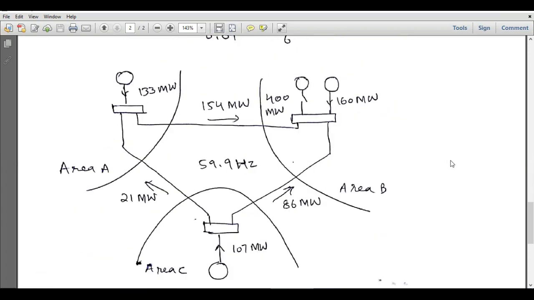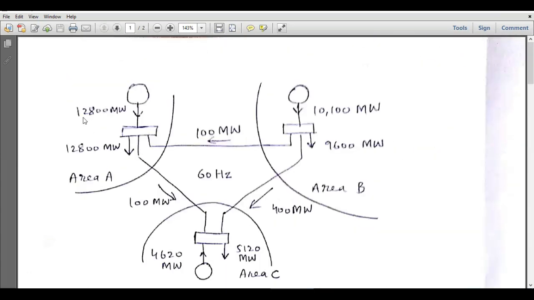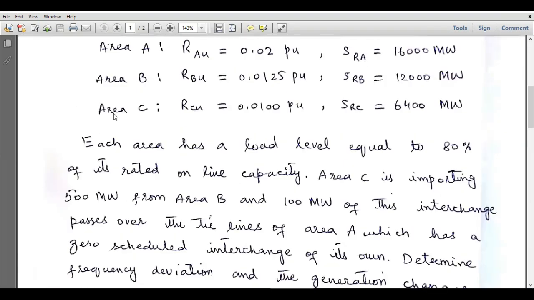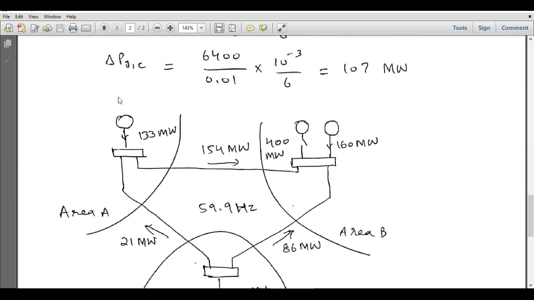Okay, so this is our new power flow diagram. This is area A, this is area B, and this is area C. And in this figure, all existing units are also present, but they are not shown. For example, this 12,800 megawatt generation is also present over here, and an excess 133 megawatt generation is also present.